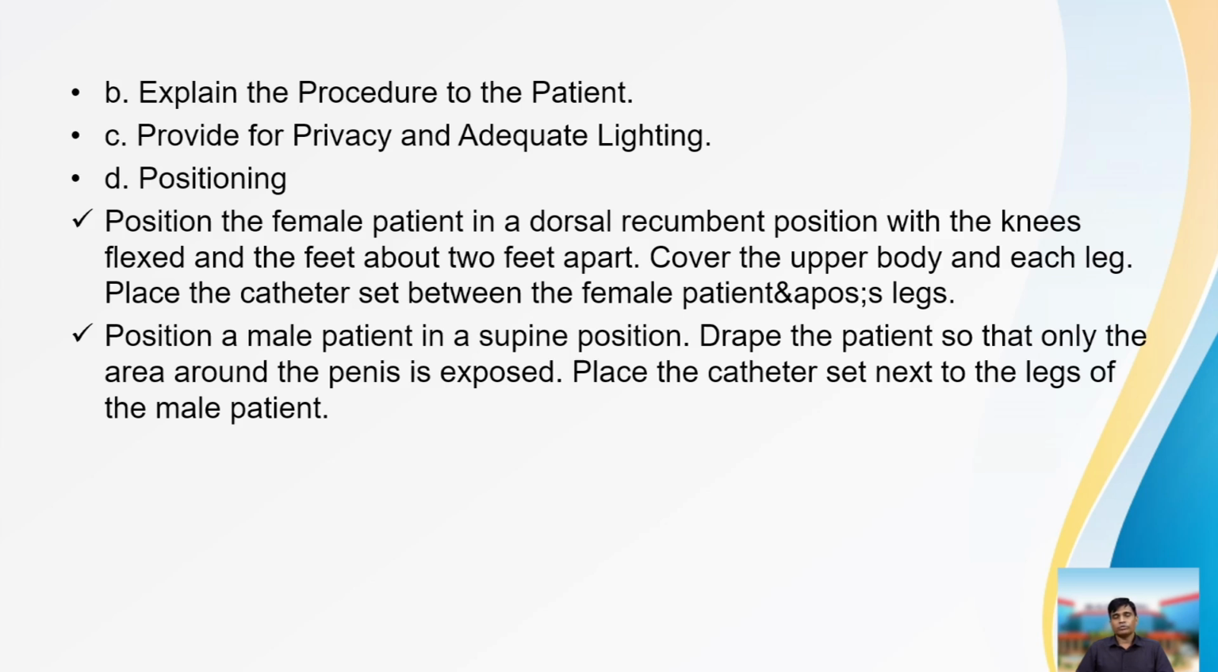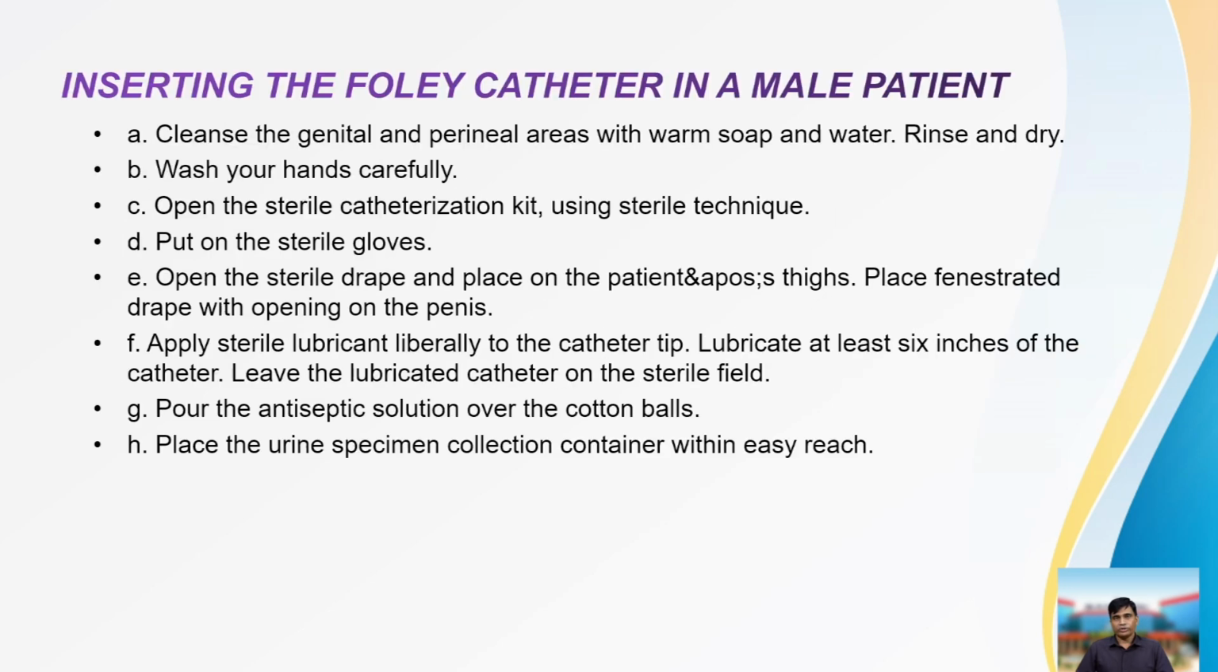Second, position a male patient in a supine position. Drape the patient so that only the area around the penis is exposed. Place the catheter set next to the leg of the male patient. And then we have to insert the Foley catheter in a male patient. Cleanse the genital area and perineal area properly with soap and water, rinse and dry.